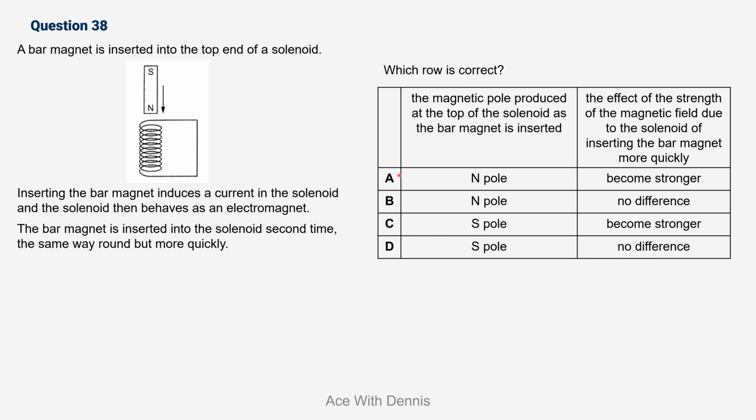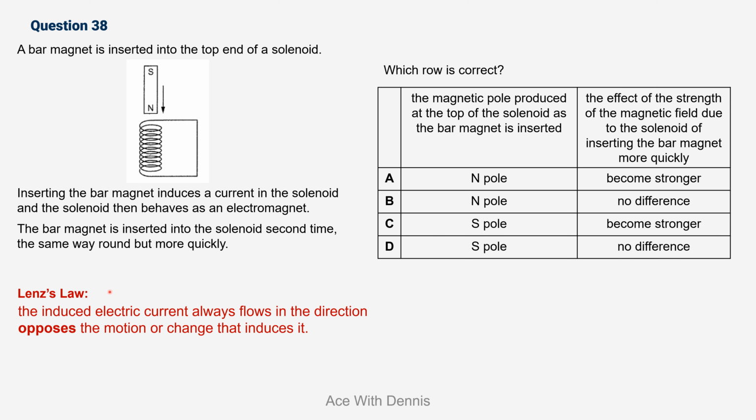Okay, so to get the answer for this question, first you will need to relate to Lenz's law, which states that the induced electric current always flows in the direction that opposes the motion or change that induces it. Which means that if this is the north pole trying to enter the solenoid here, this end of the solenoid will also induce a north pole trying to oppose this motion.